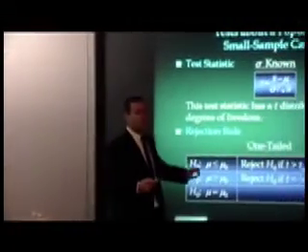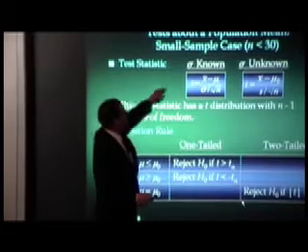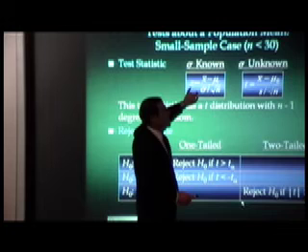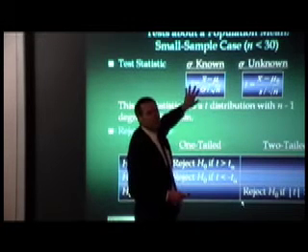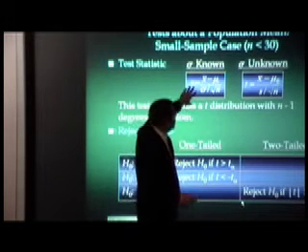That was, by the way, wrong, and I've corrected it at least 3 times this week. If you know sigma, then the standardized test statistic is in fact normally distributed, and you use a z. That was incorrect in the slides you had.